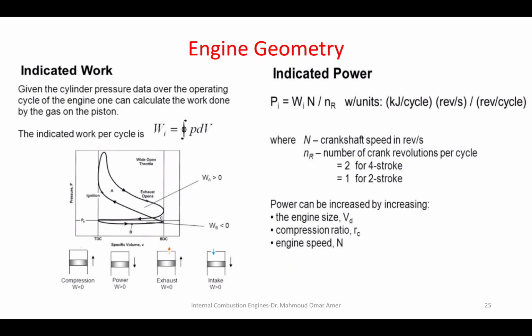But what if the engine is a 2-stroke cycle? It performs a complete cycle per 1 revolution. So, if the engine is sitting at 3000 RPM, it will be doing 3000 cycles per minute. So, n equals 1 in this case. So, n is 2 for a 4-stroke engine and 1 for a 2-stroke engine.